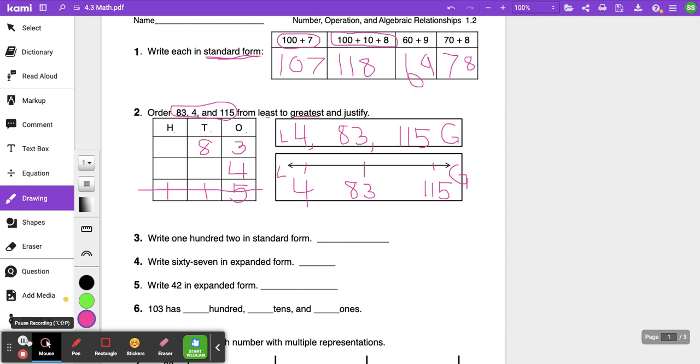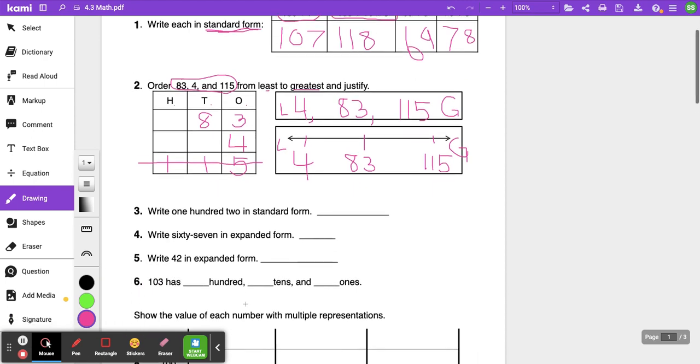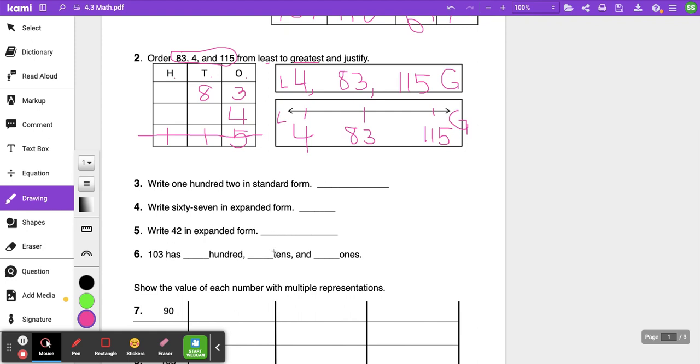Okay, let's move on and look at these numbers. Numbers 3, 4, 5, and 6. Here, we're still talking about the same type of things with place value. Write 102 in standard form. So for standard form, here they gave us the number in words, but we want to write it as we would with regular digits. So 102. Okay, you write down your answer. What do you think it is? And it should look like this.